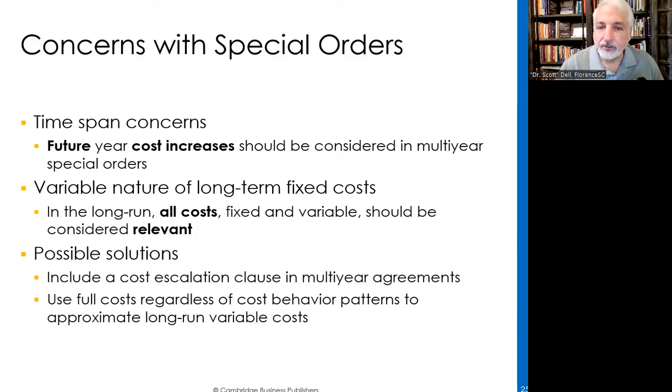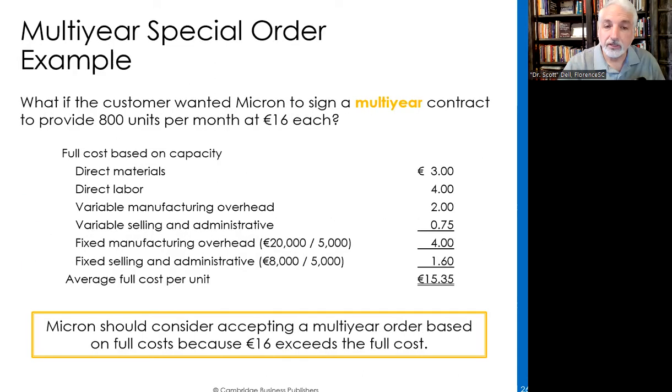And then variable nature of long-term fixed costs. In the long run, all costs should be considered relevant. So we have to include potential fixed costs. Maybe we're using up machinery faster, maybe as in depreciation or utilization. And then possible solutions include a cost escalation clause in multi-year agreements, or use full cost regardless of cost behavior patterns to approximate long-run variable costs.